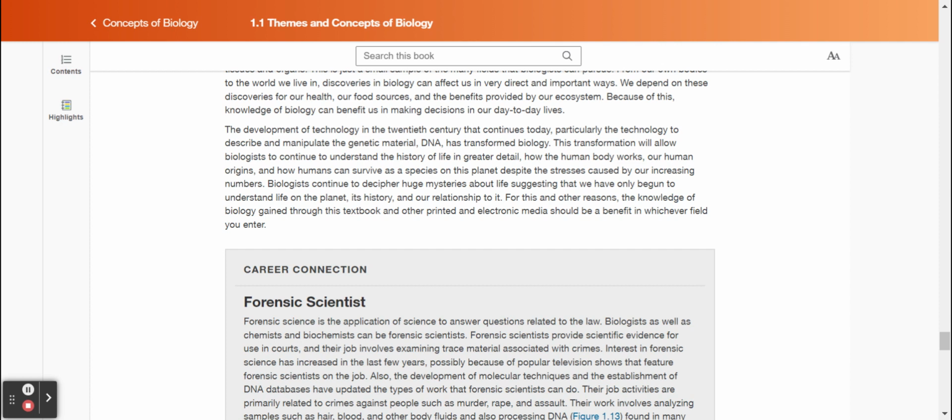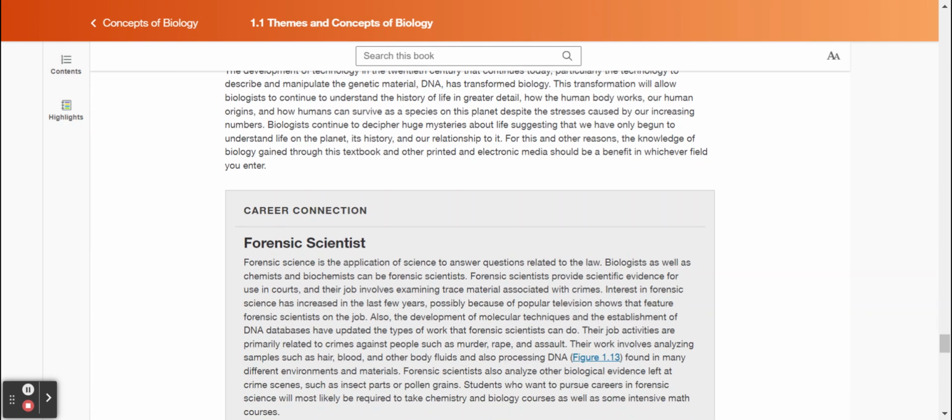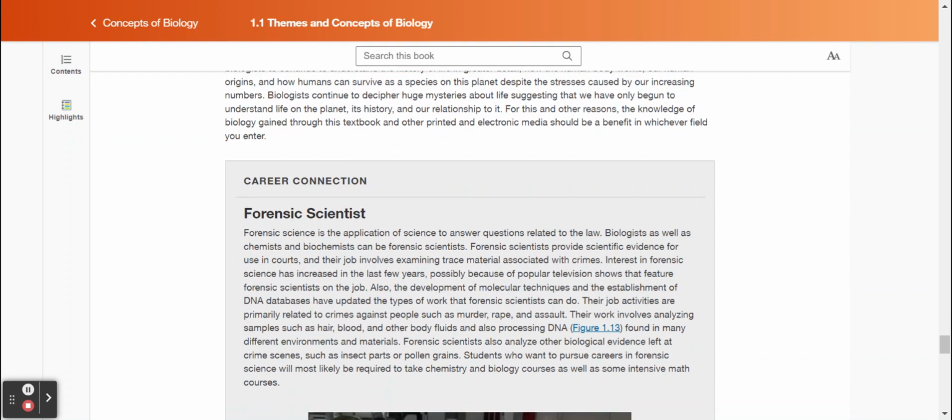This transformation will allow biologists to continue to understand the history of life in greater detail, how the human body works, our human origins, and how humans can survive as a species on this planet despite the stresses caused by our increasing numbers. Biologists continue to decipher huge mysteries about life, suggesting that we have only begun to understand life on this planet, its history, and our relationship to it.